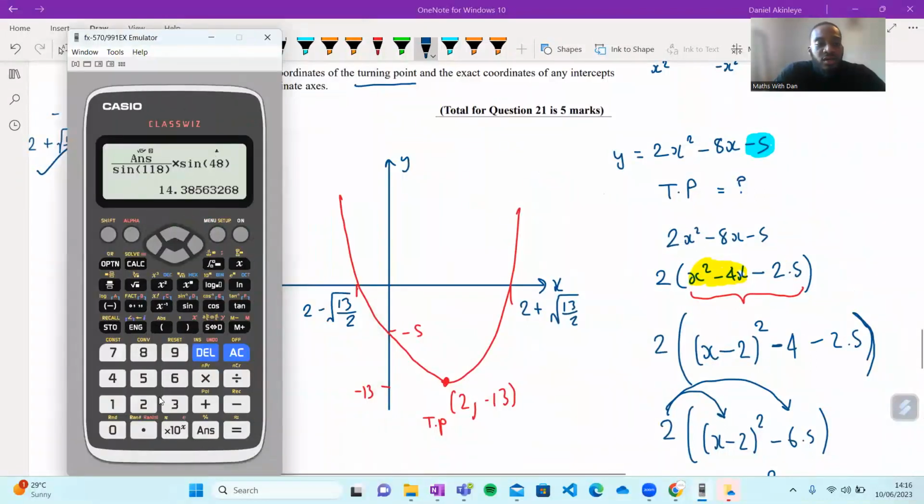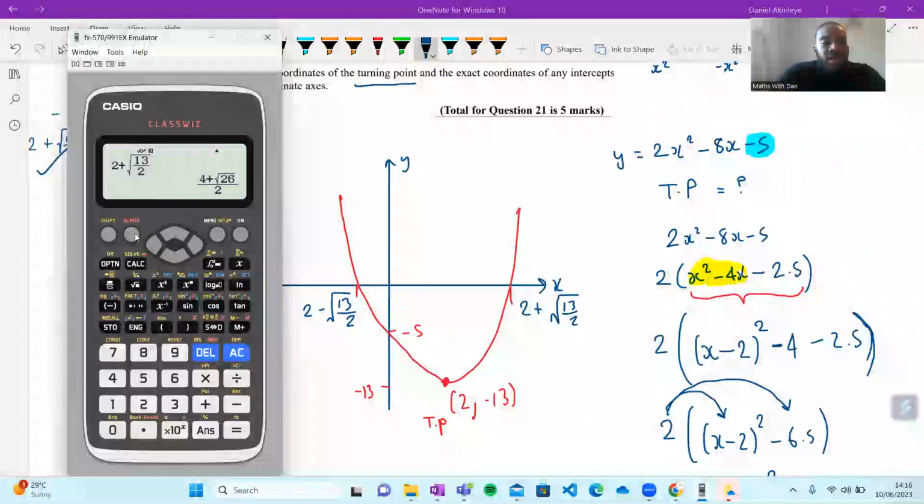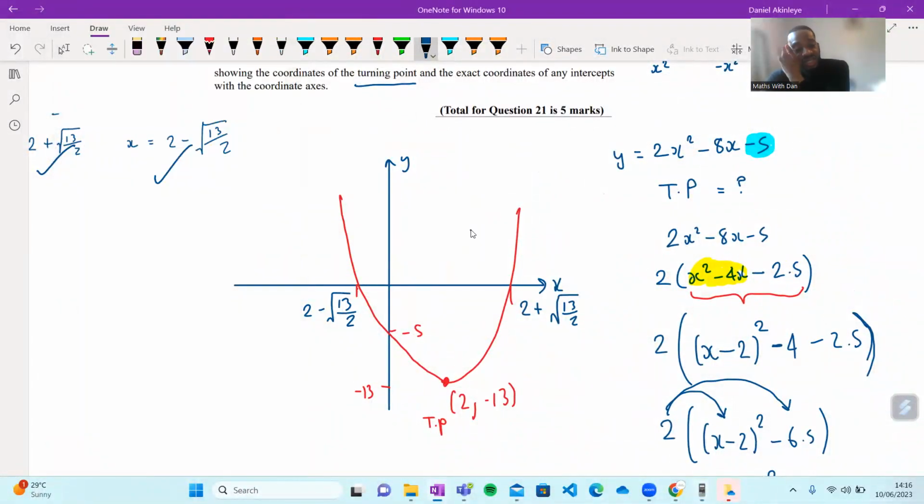Let's check. 2 minus the square root of 13 over 2. Whoops, 13 over 2. This is equal to 4 minus 26 root 2. That is negative. Perfect. And then when we do this one here, plus 2, obviously it's positive, clearly, but yeah. So can you see now you're fully convinced this is the correct answer?